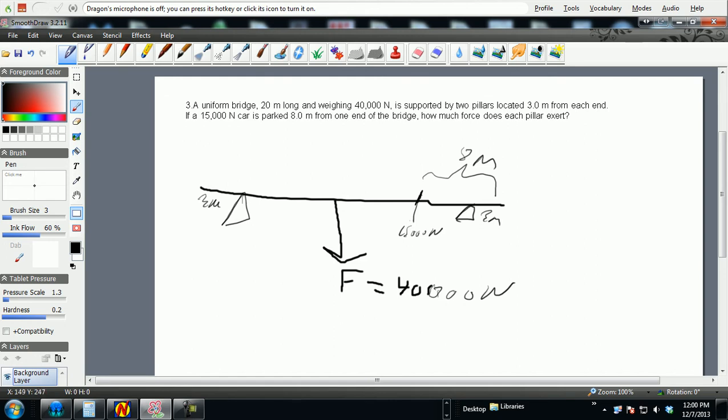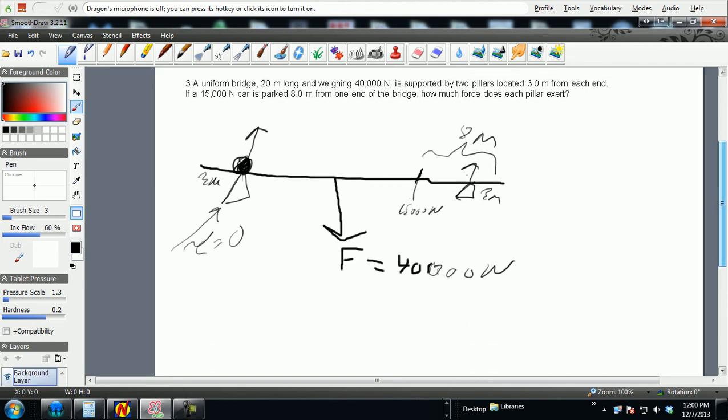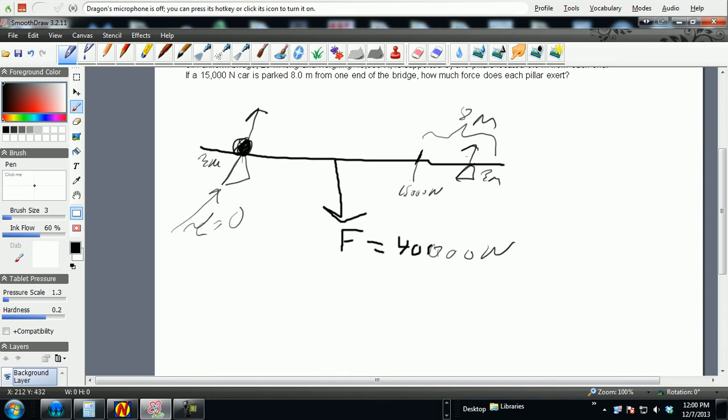What I like to do is pick a pillar to be the pivot point right there. So that means the torque right here is 0. Remember, whenever you have a pillar, that means it has a force pushing up here and a force pushing up here, because that's like a normal force. Now do the same thing. Counterclockwise equals clockwise.